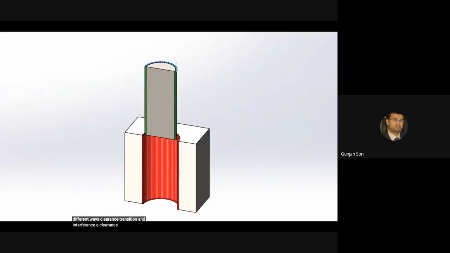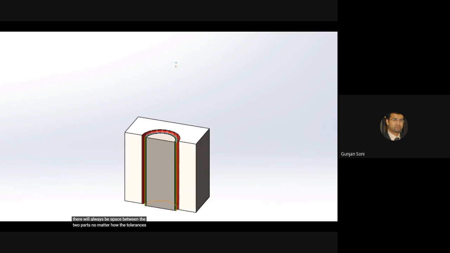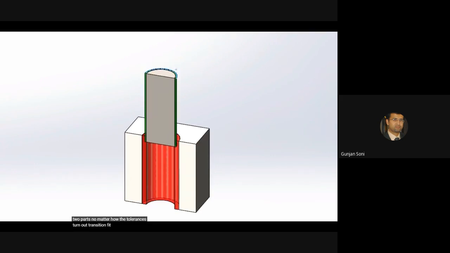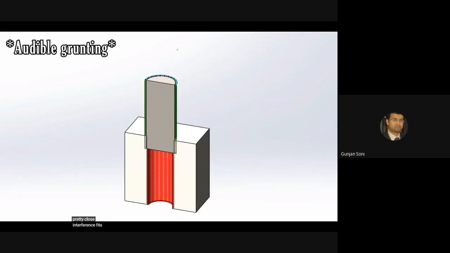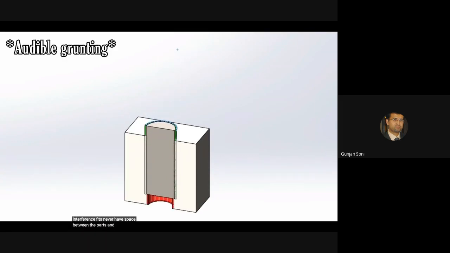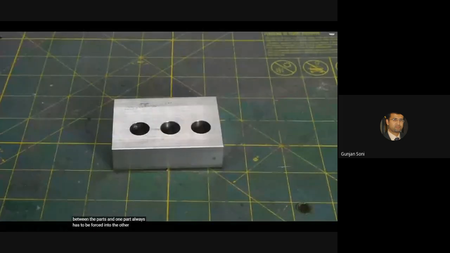A pin can fit into a hole one of three different ways: clearance, transition, and interference. A clearance fit means that there will always be space between the two parts, no matter how the tolerances turn out. Transition fit means there's sometimes space between the parts and sometimes there isn't, but it's usually pretty close. Interference fits never have space between the parts, and one part always has to be forced into the other.